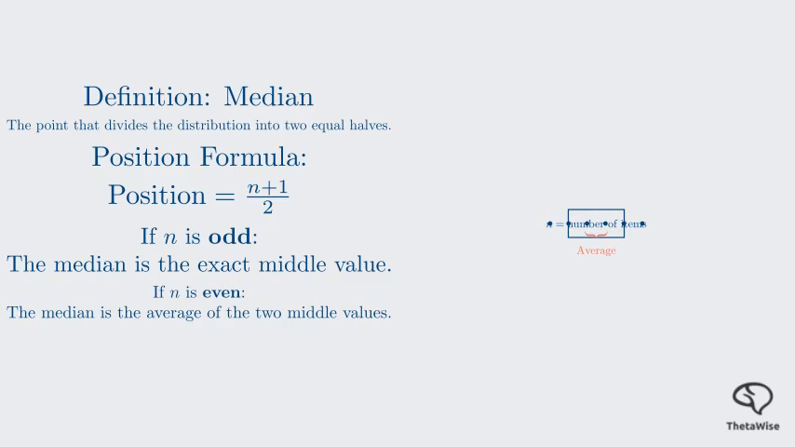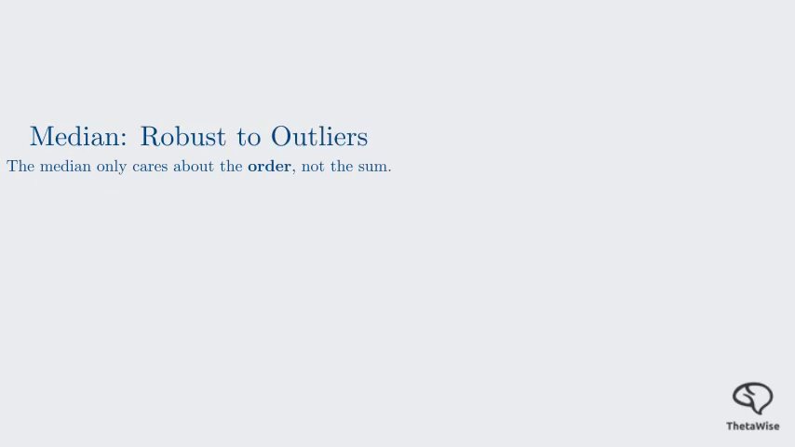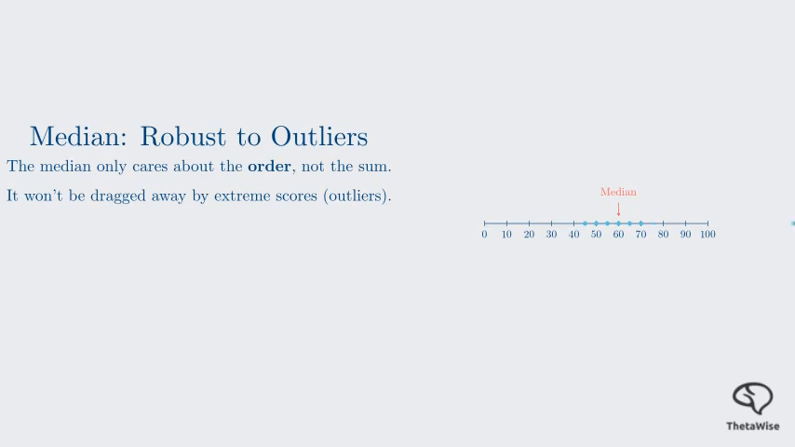The fundamental principle of the median is its resistance. Unlike the mean, which sums all values, the median only cares about the order. This makes it a robust measure, meaning it won't be dragged away from the center by 1 or 2 extreme scores.